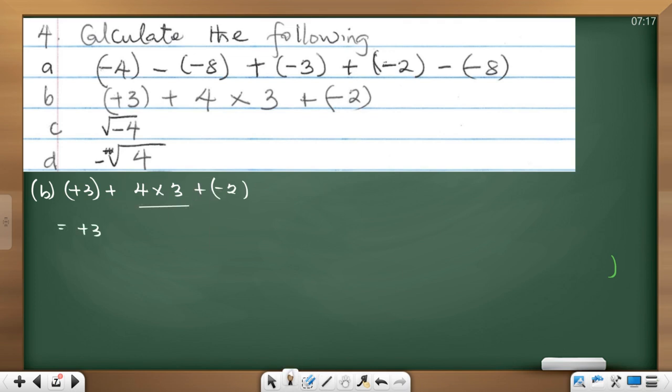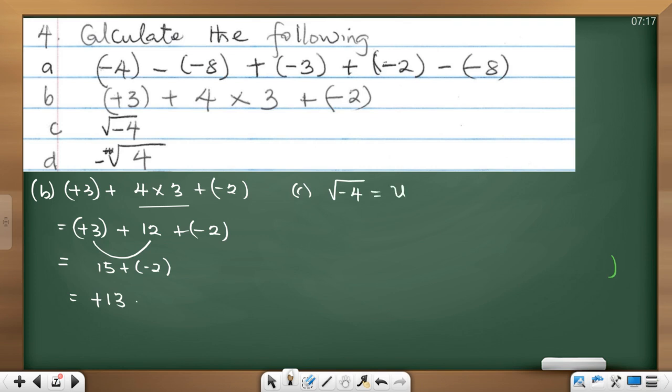So this is positive 3 plus, now 4 times 3 would give us a 12. Is that okay? Plus negative 2. Oh, it's all addition, so we good. We are good. I have 3 and I have 12 Rand. That gives me 15. Then I borrowed 2 Rand, which still leaves me with positive what? 13.